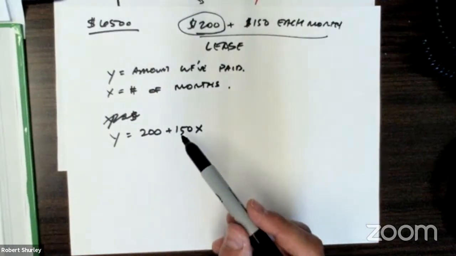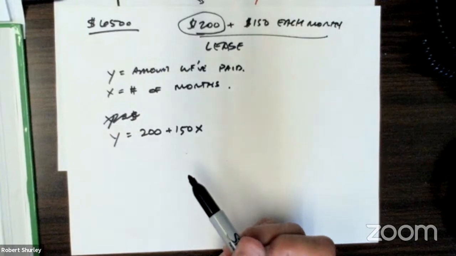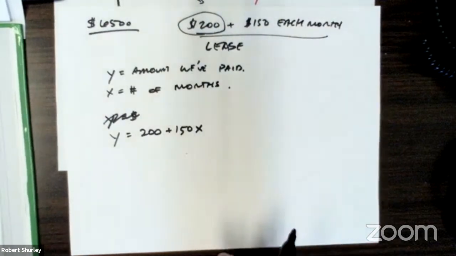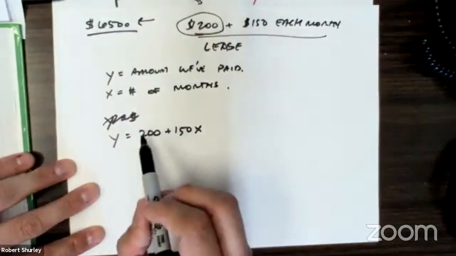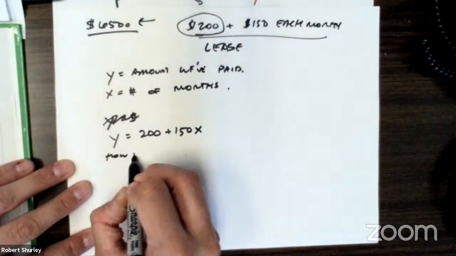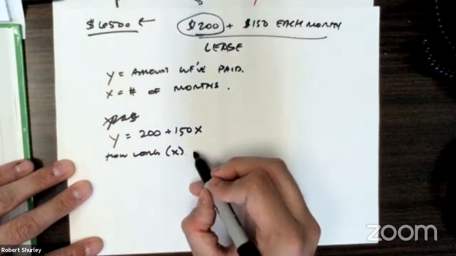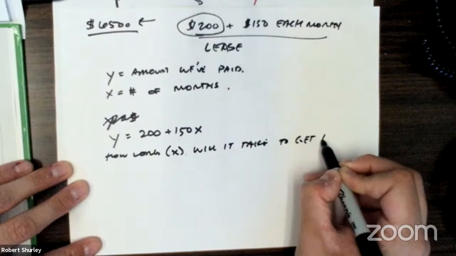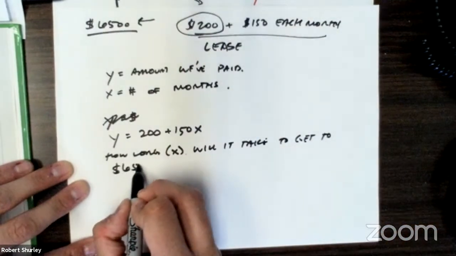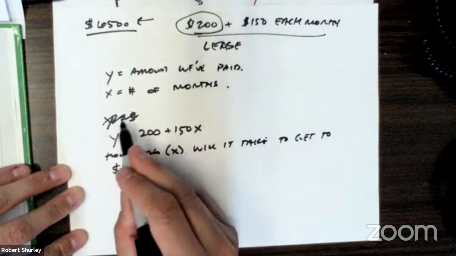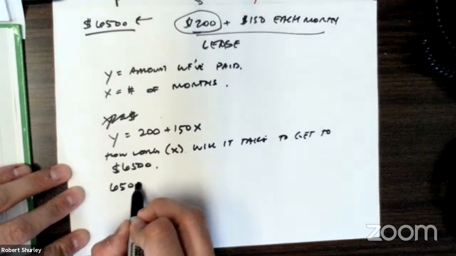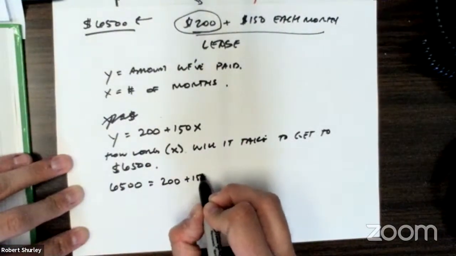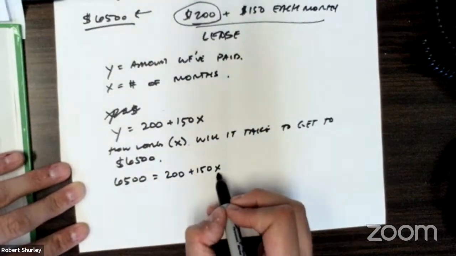Now the question says, how long can you lease the motorcycle before you've paid more than its purchase price? So how long is it going to take, what X value, to get to $6,500? If you look at this equation, we plug the 6,500 into the y, because that's the total amount we've paid, so 6,500 equals 200 plus 150x. Now we've got to solve for x.